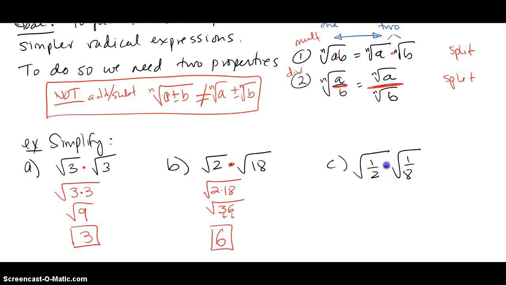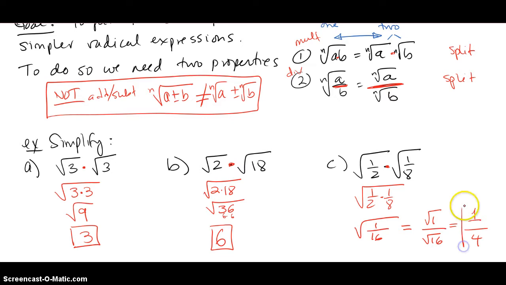Now I have multiplied two radicals. I'm going to put them together. A half times an eighth. That's going to give me 1 times 1 is 1. 2 times 8 is 16. And now I can split it using the second property into a top and a bottom. The top pops out a 1. The bottom pops out a 4. So ultimately I get 1/4.